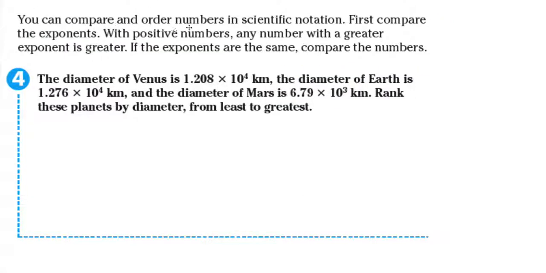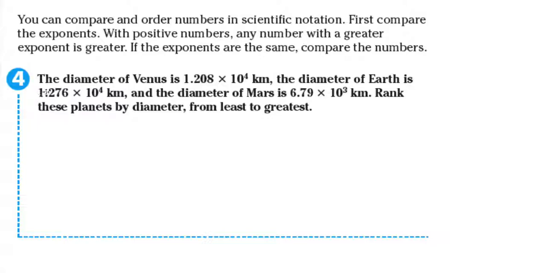you can compare and order numbers in scientific notation. First, compare the exponents. Okay, with positive numbers, any number with a greater exponent is greater. If the exponents are the same, compare the numbers. Again, you can compare and order numbers in scientific notation. You need to first compare the exponents. With positive numbers, any number with a greater exponent obviously will be greater, and if the exponents are the same, then we simply compare the numbers, or the base.